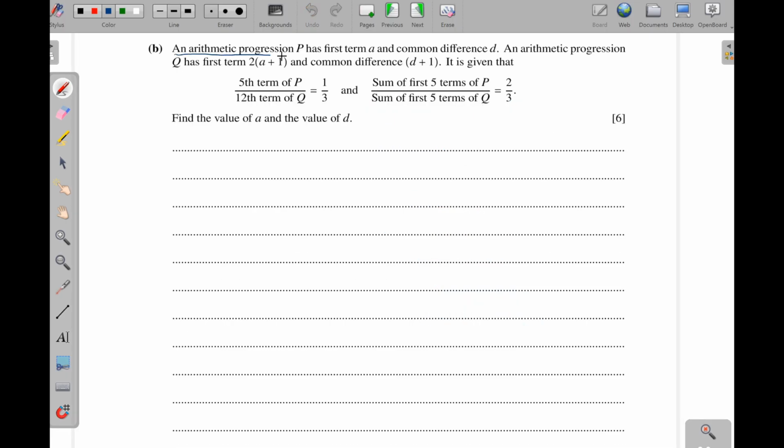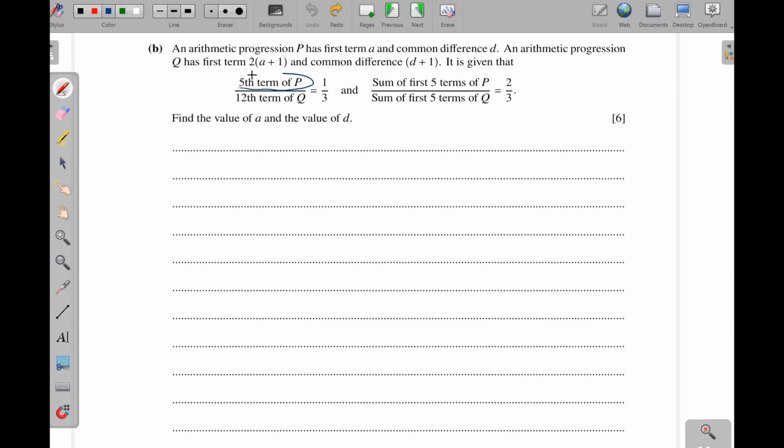Part B. An arithmetic progression P has the first term A and the common difference D. An arithmetic progression Q has the first term 2 into A plus 1 and the common difference D plus 1. It is given that the fifth term of the AP P out of the 12th term of Q is a third. The sum of the first 5 terms of P out of the sum of the first 5 terms of Q is equal to 2 over 3. Find the value of A and the value of D.